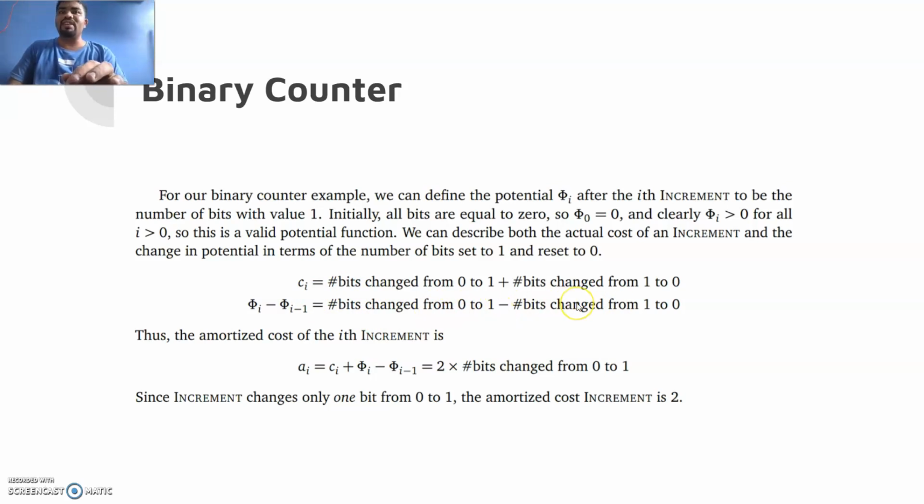So if we want to do it that way, we can just add up ci plus the potential difference, because that gives us the amortized cost ai. When we do that, we can see that this right hand side will get deleted because it is plus and minus, ones to zeros. This goes away. So it is 2 times the bits change from 0 to 1. Isn't it the same as the accounting method? In the accounting method also, we had seen that we charge twice for the operation of 0 to 1 to compensate for the expensive cost of 1 to 0, right?